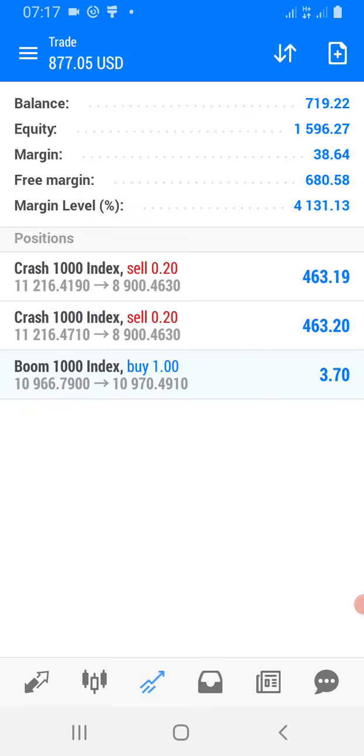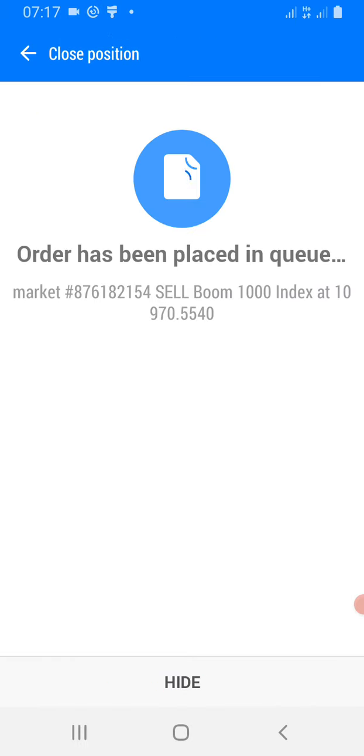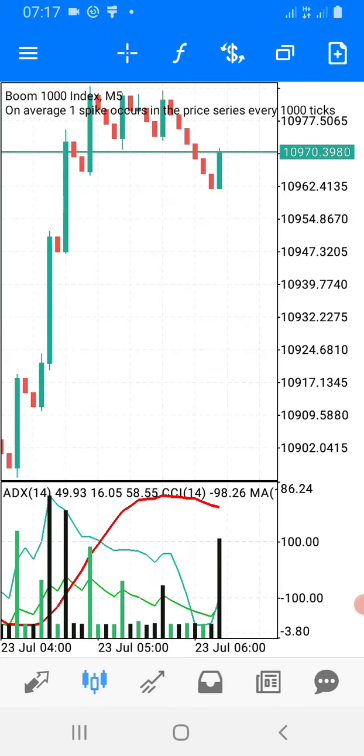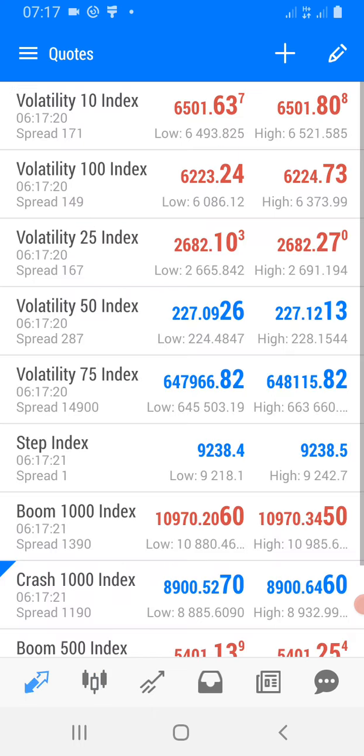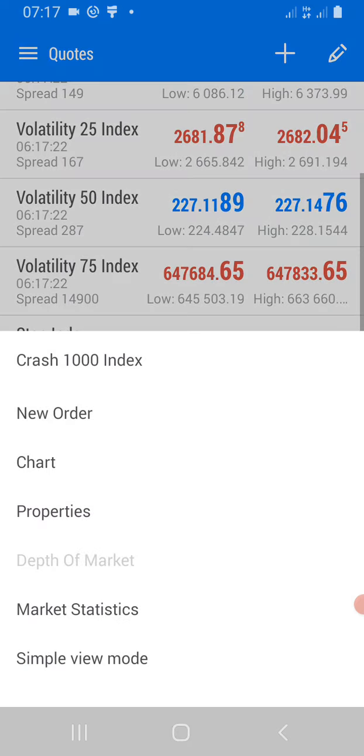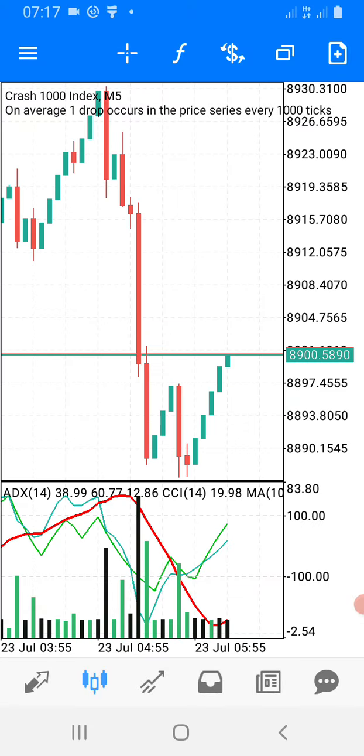So I'm taking my profit for Boom. Yeah, I've taken profit for Boom 1000. So simple, guys, very simple. You can catch as many spikes as you wish in a day. Guys, I make $200 daily from Crash and Boom only. Trading Crash and Boom, I make $200 daily.